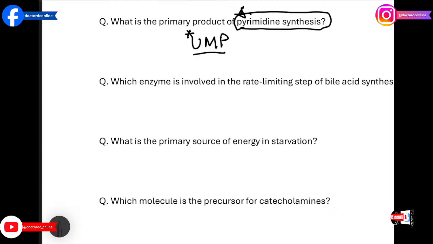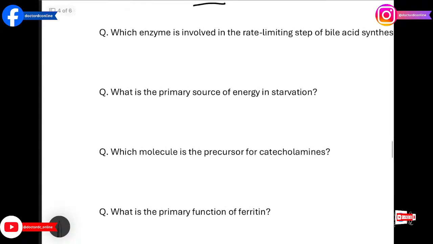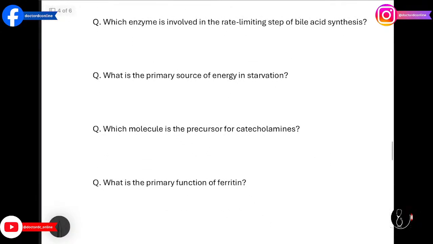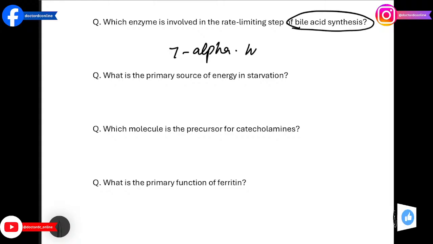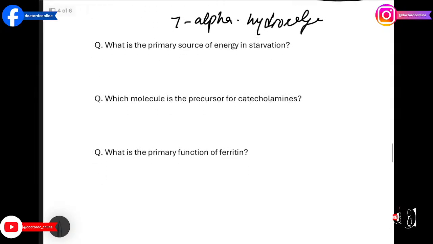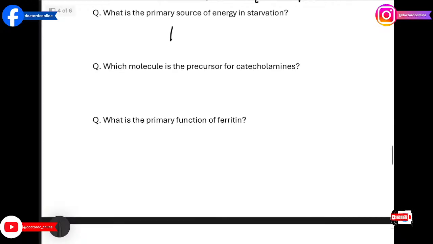The next question is, which enzyme is involved in the rate limiting step of bile acid synthesis? And the answer is 7 alpha hydroxylase. It converts cholesterol to bile acids in the liver. The next question is, what is the primary source of energy in starvation? And the answer is ketone bodies. They are produced from fatty acids to fuel the brain.